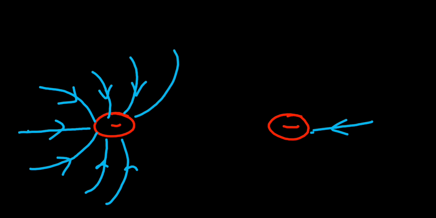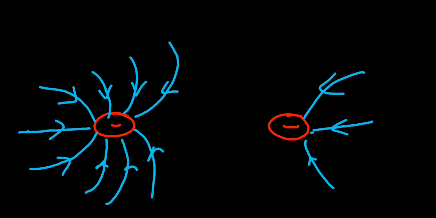Okay, here similarly they are going into. Very much similar to the previous one, but in that lines were going away from the charge, and in this lines are going into the charge. Alright, so this is the structure of electric field lines when two equal negative charges are separated by some distance.